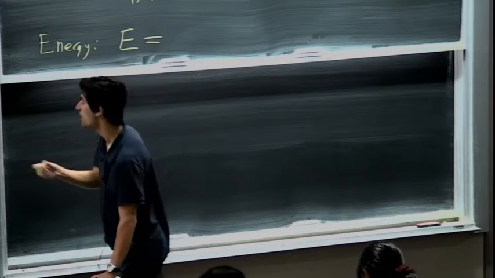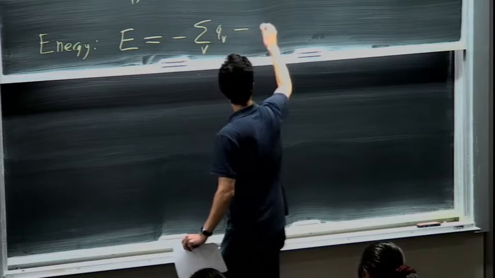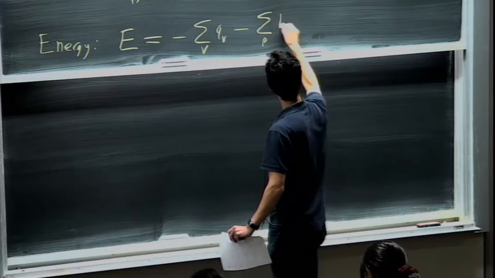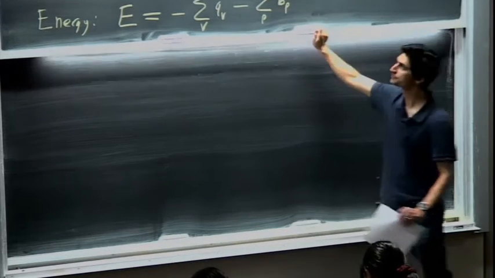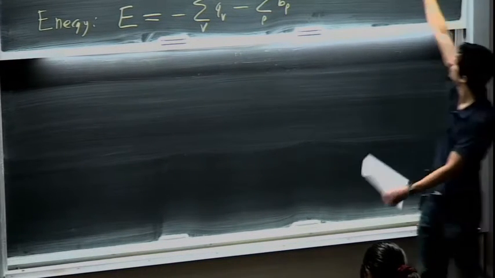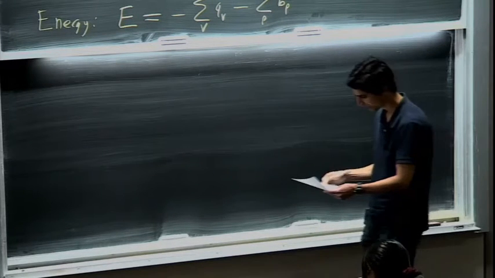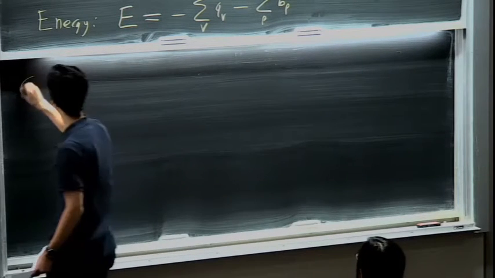It's just a sum over all vertices of Q_v minus the sum over all plaquettes B_p. So we have the complete energy spectrum. These are the eigenstates, and these are their eigenvalues. And in particular, we can read off the ground state.